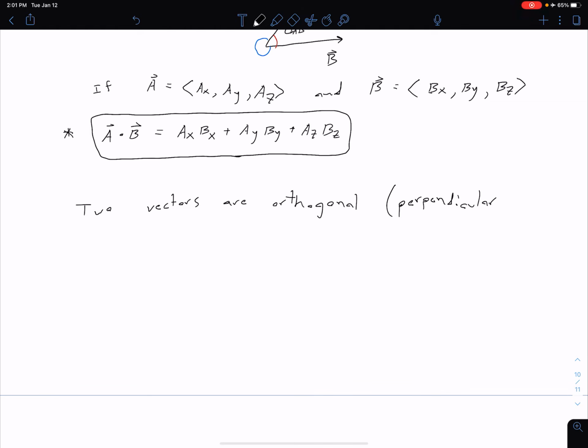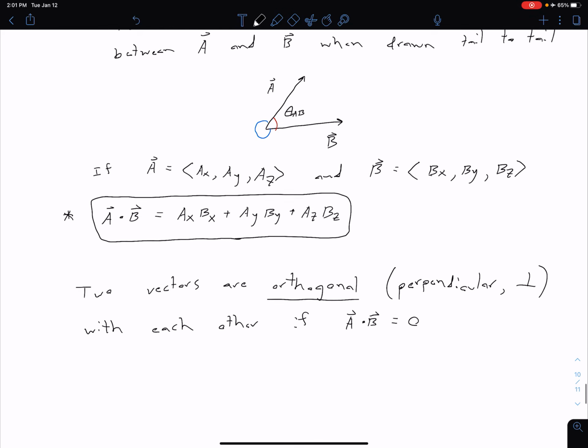And oftentimes I'll just abbreviate, well not necessarily abbreviate, but I'll write perpendicular by writing these 2 lines that are perpendicular to one another. So that's a symbol for perpendicular. So 2 vectors are orthogonal with each other if that dot product is 0. So if a dot b is equal to 0, then our 2 vectors are orthogonal.